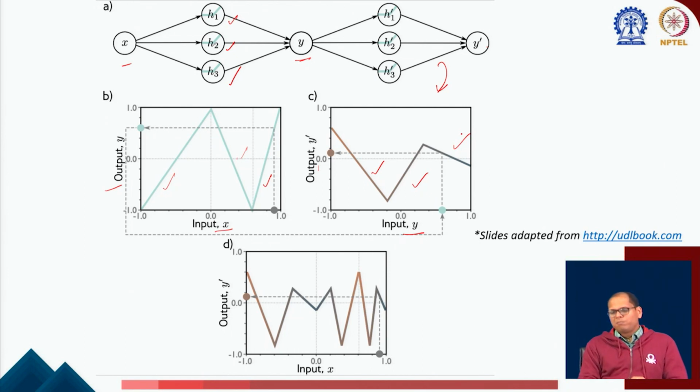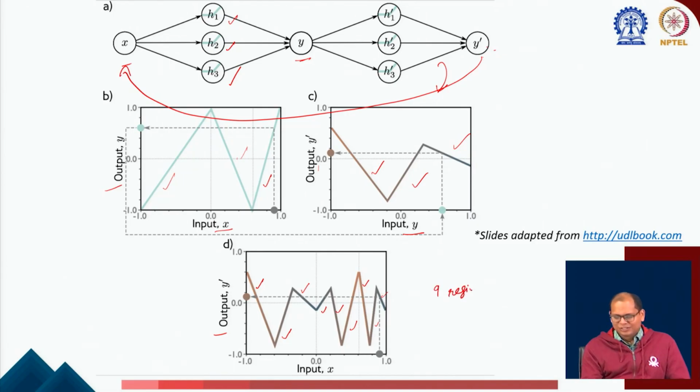Now, what happens if I plot y prime as a function of x? So, y prime as a function of x, and you see, interestingly, you find 1, 2, 3, 4, 5, 6, 7, 8, 9 regions, right. So, this is interesting. It is not like the addition of these 3 plus 3 is 6, you are getting 9 regions. Now, why is that? So, let us try to look closely at what is happening.